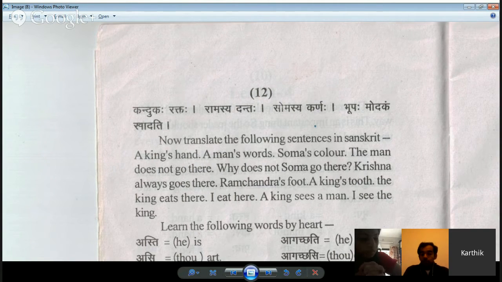Okay, now based on that, I hope you understood the sentences. Now let us translate, one by one. Who will go first? Unnati, you can go first. The king's hand. Bhupasya hastaha. Or there was another word also, karaha. Bhupasya karaha. There are two words in the list for hand: hastaha, karaha.